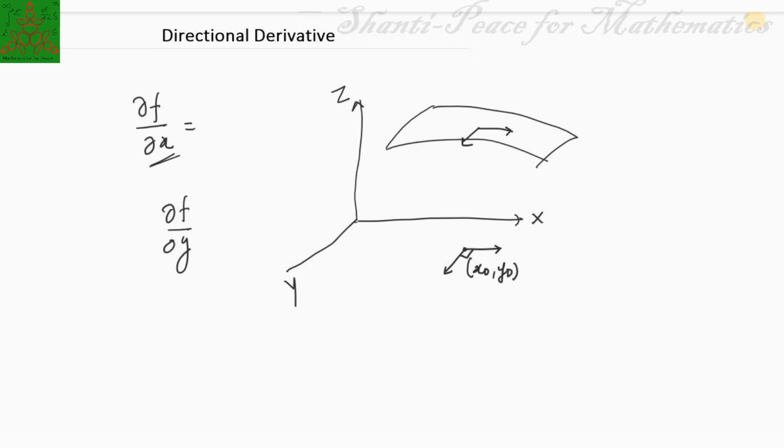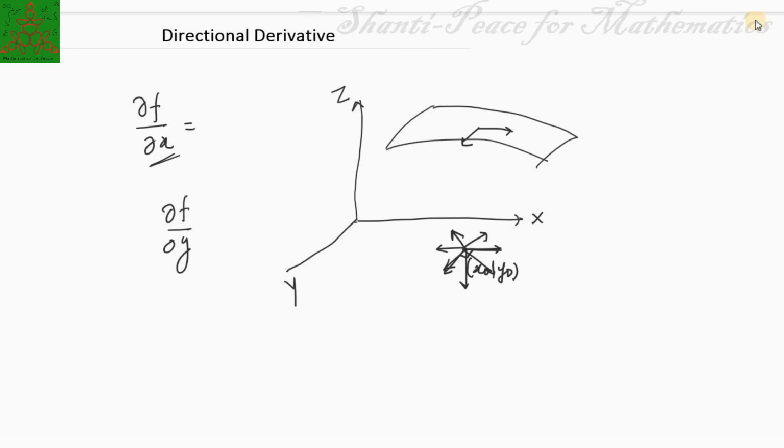The directional derivative allows us to compute the rate of change of a function with respect to the distance in any direction. So why only parallel to the x axis and parallel to the y axis? We can compute it in any direction towards this point, and we can compute the instantaneous rate of change of the function in that direction. That is the idea behind developing the concept of the directional derivative.